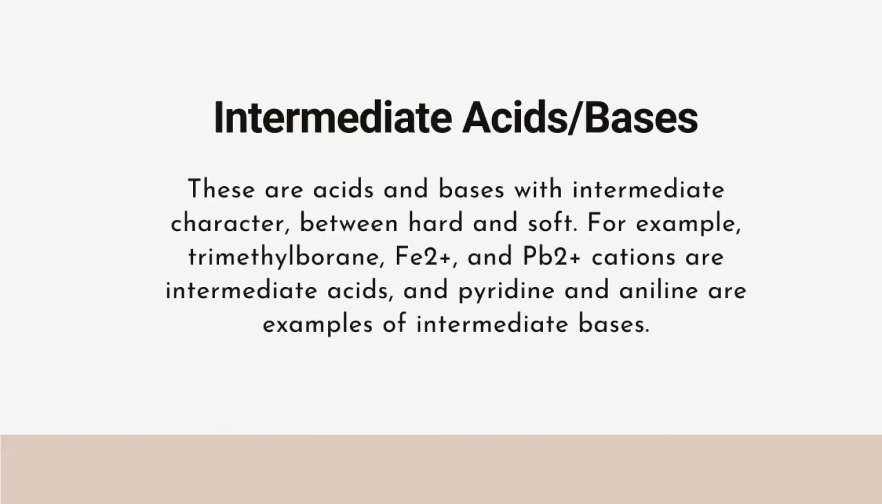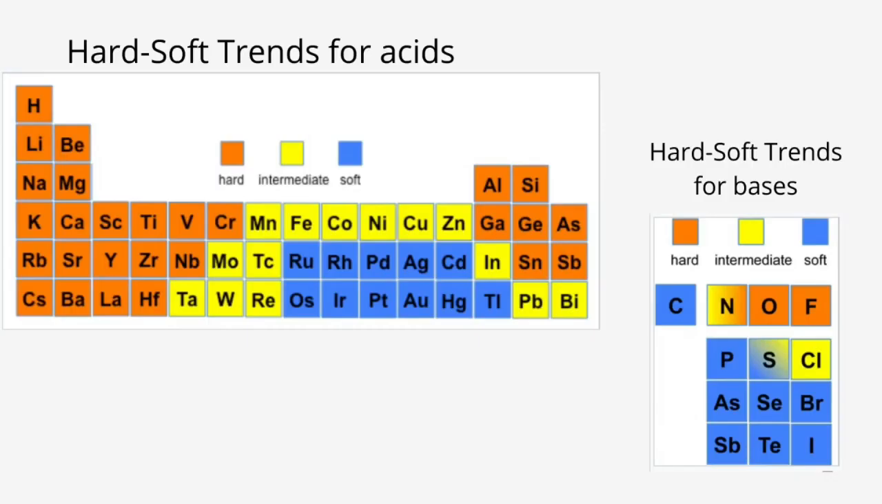And there are not only hard or soft acids and bases, but also intermediate acids and bases. These are acids and bases with intermediate character between hard and soft. For example, trimethylborane, Fe2+, and Pb2+ cations are intermediate acids. Meanwhile, pyridine and aniline are examples of intermediate bases. And this is the periodic table of hard-soft trends for acids and the periodic table of hard-soft trends for bases. There are 3 types: hard, intermediate, and soft.